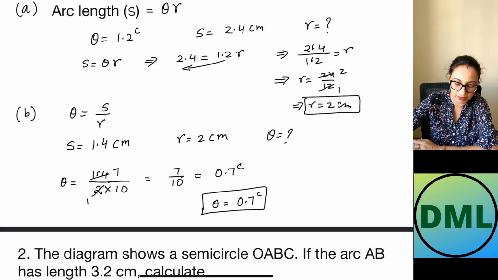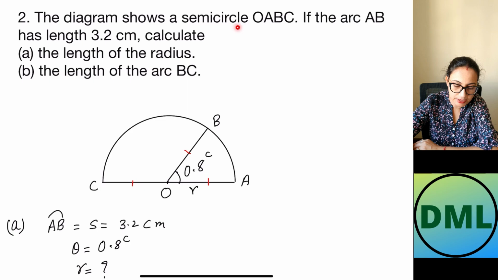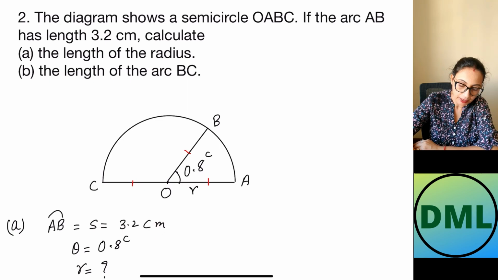Let's see one more example. The diagram shows a semicircle OABC. If the arc AB has length 3.2 centimeter, calculate the length of the radius and the length of the arc BC. They have given you the semicircle here. This is the center of the circle. They have joined this with the point B. They have given you the arc AB as 3.2 centimeter. My arc AB is S, which is equal to 3.2 centimeter. They have given you the angle here, which is 0.8 radian. I need to calculate the radius.